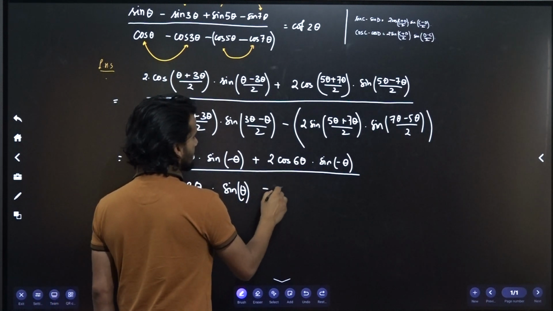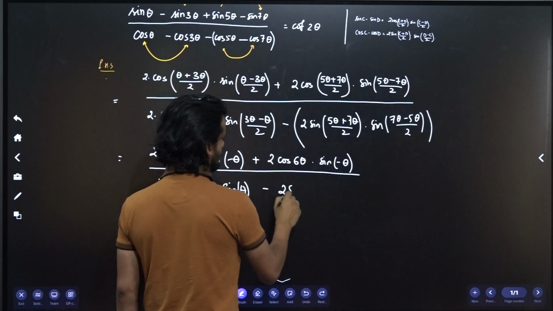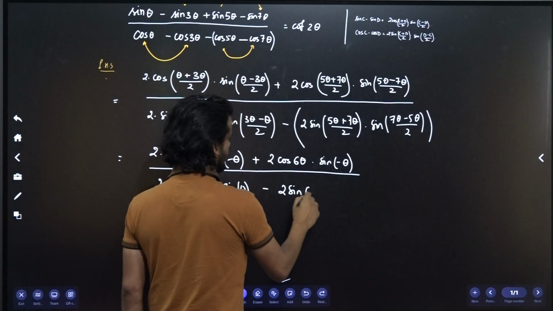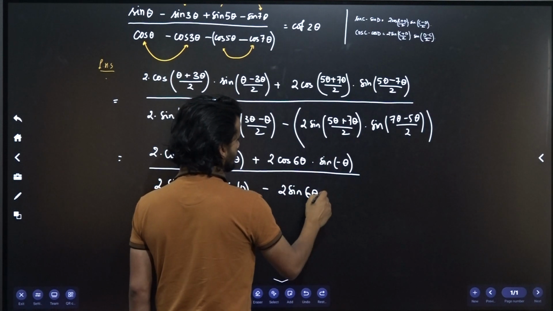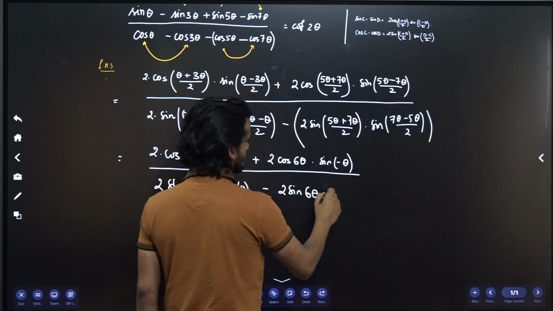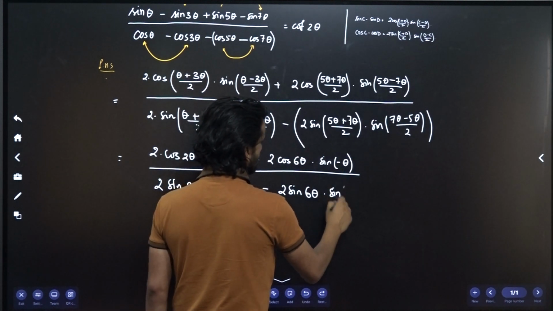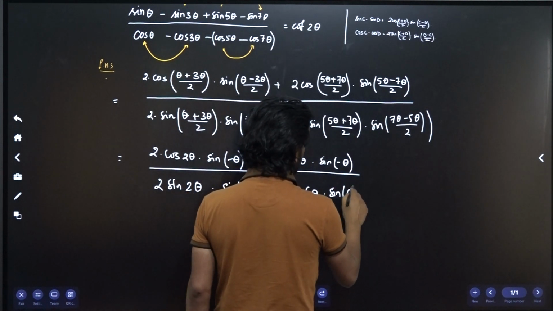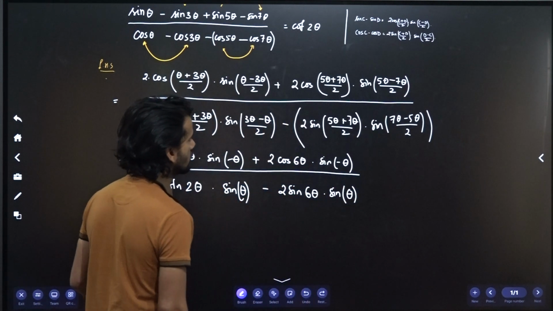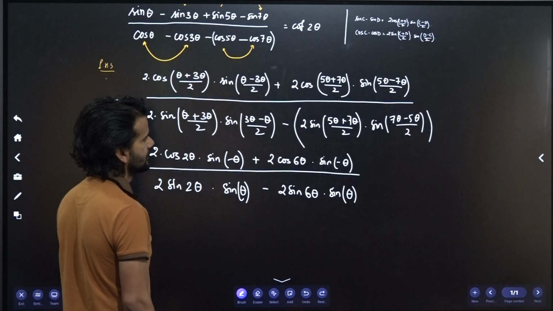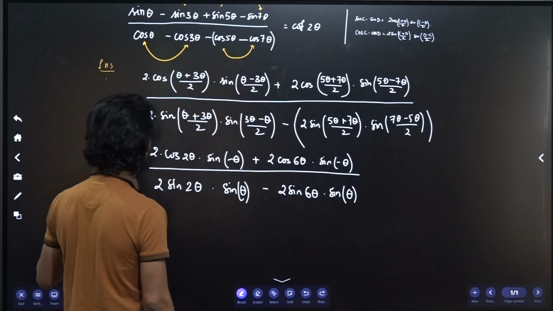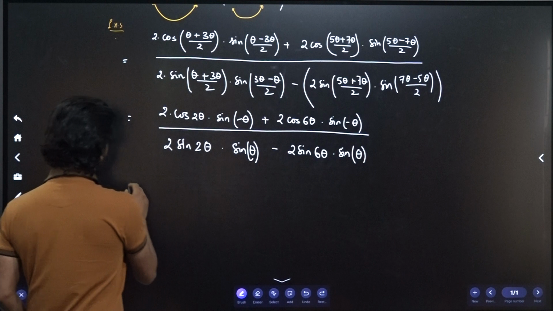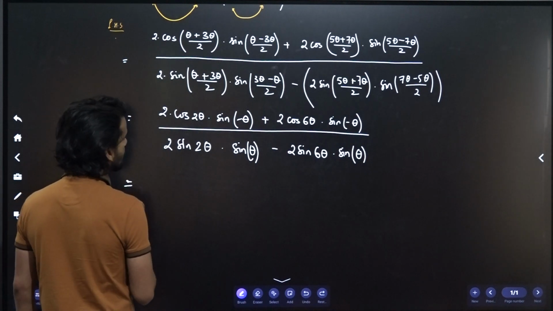Minus 2 minus sin 6 theta. 2 sin 6 theta minus, into sin theta. Minus 7 theta minus 5 theta. Make sense? Oh, sorry, the common sin theta.